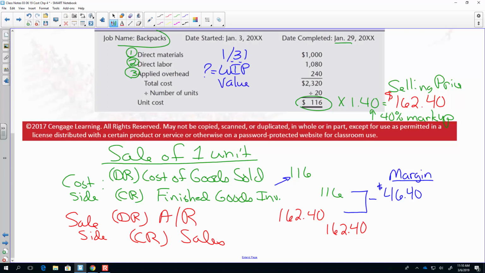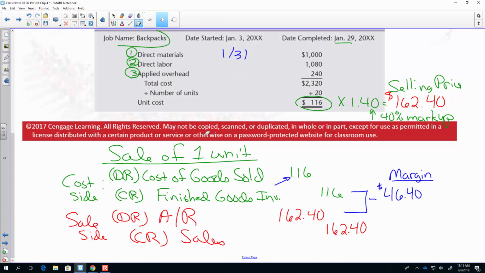How would you do that? I only have the one job. I've got 20 backpacks. Oh, shoot, I'm in the wrong account. These backpacks are done, because I came up with the cost per unit, right? So I gotta switch gears. Now I made everybody totally confused.